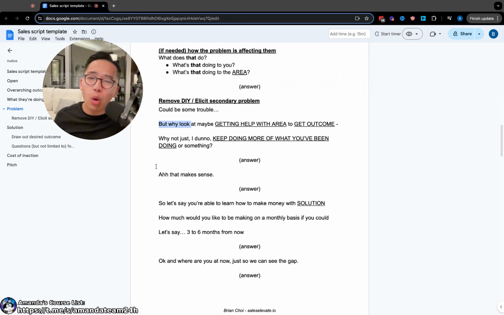But why look at getting into something like trading to make more money? Why not just keep doing more of what you've been doing? You input either the alternative option that could be an objection, or just keep doing more of what you've been doing. So, why not just work less hours in your job, or get a job where you can work less hours? They'd be like, oh, I can't do that, because jobs you can do that. You know what I mean? And so this is a natural conversation that just flows, right?